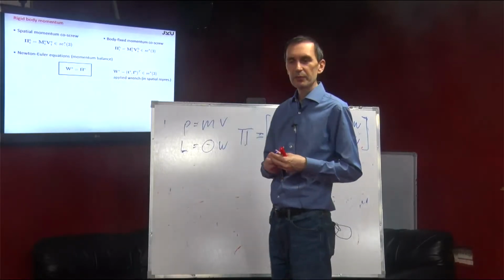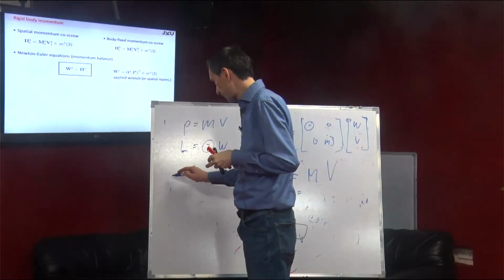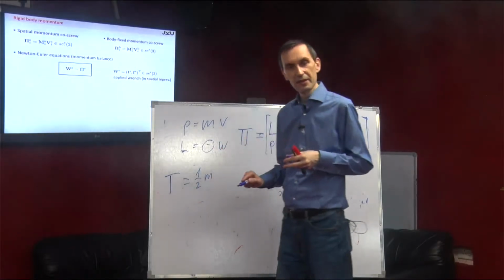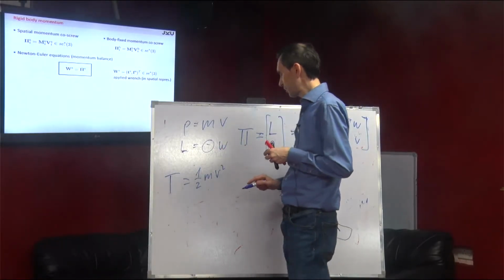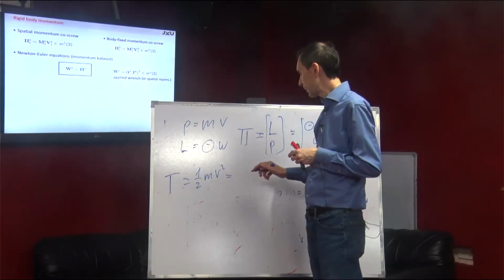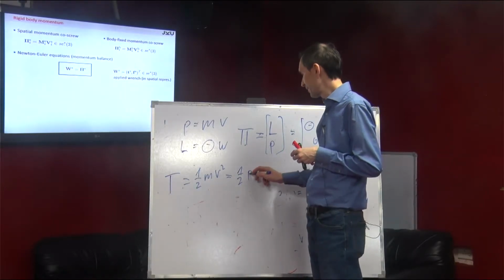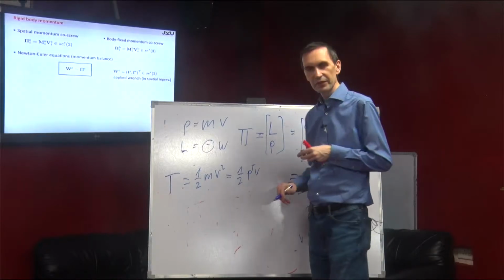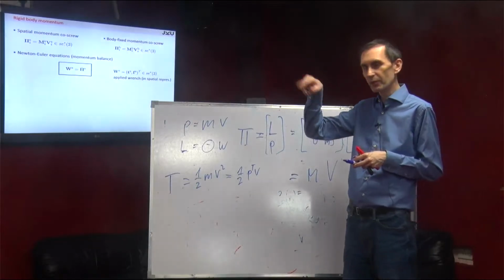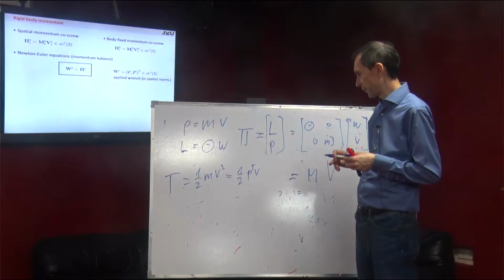What about the kinetic energy? Okay, kinetic energy, let's call it capital T, is a half m v square. Good start. In a more abstract way, it's a half p transposed v, or p times v. So essentially, it's the momentum times the velocity, or more precisely, the integral of p along dv.